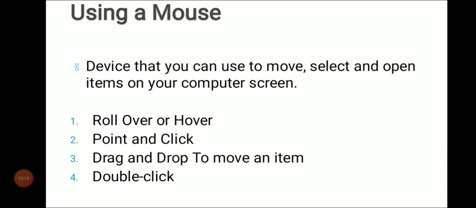It means I am taking my mouse over there, only pointing at that item. Okay, I am not clicking left or right, but I am only taking my mouse there to roll over or hover. Second way is point and click. I am taking my mouse to any icon, pointing at it and then clicking. Left click means I am selecting that one.